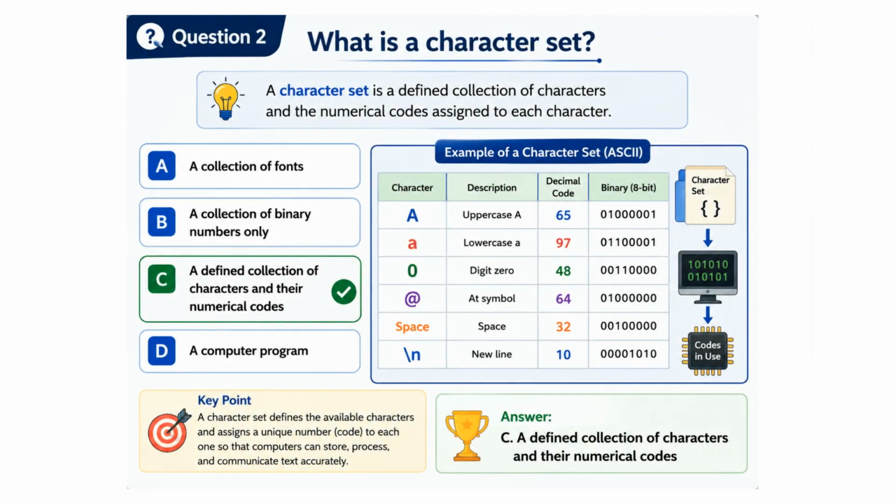What is a character set? A character set is a defined collection of characters and the numerical codes assigned to each one. Every character, such as a letter, a digit, a symbol, a space, or even a new line, has its own unique code. For example, the uppercase letter A might have the code 65. The lowercase a has a different code. The digit 0, the @ symbol, and the space character also have their own unique codes. This allows computers to store, process, and communicate text accurately.